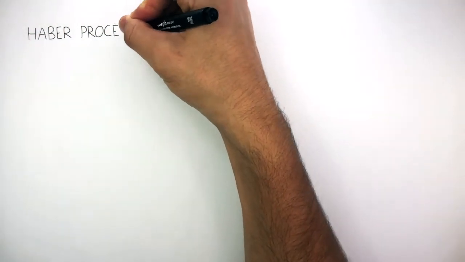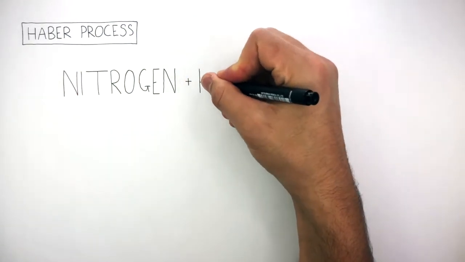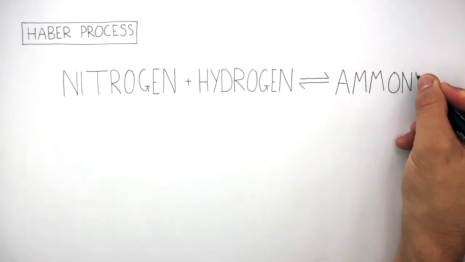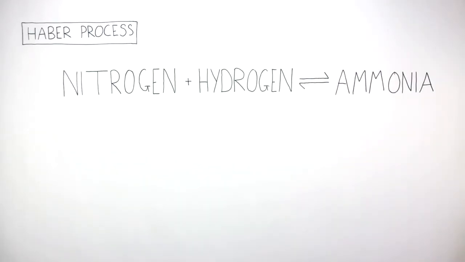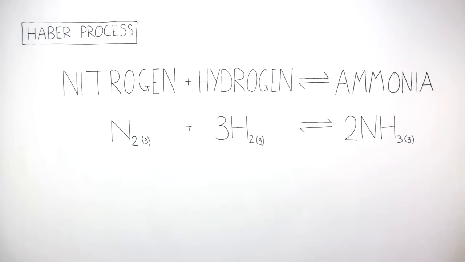The Haber process can be summarized by the word equation nitrogen reacting with hydrogen to form ammonia in a reversible reaction. And this is the balanced symbol equation, which you need to know.